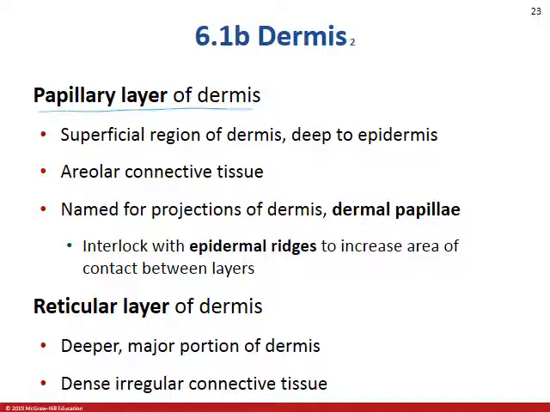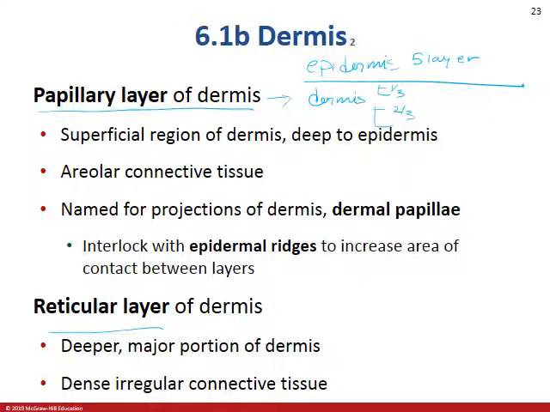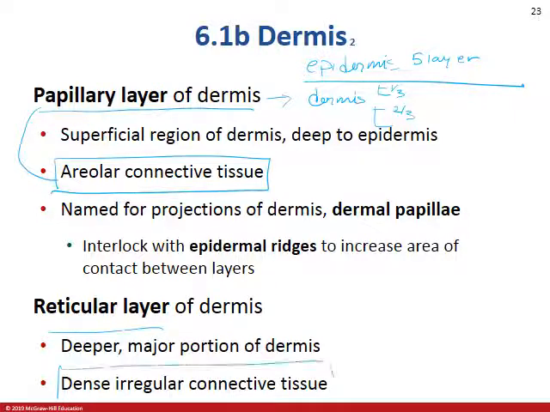First, we have the papillary layer of the dermis. So remember, we have epidermis here, and we've got 5 layers. And then we have our dermis here. And remember, the top third is going to be the papillary layer. And then that bottom 2/3 is going to be the reticular layer. And they're made of different types of tissue. So the papillary layer has areolar connective tissue, and the reticular layer has dense, irregular connective tissue.